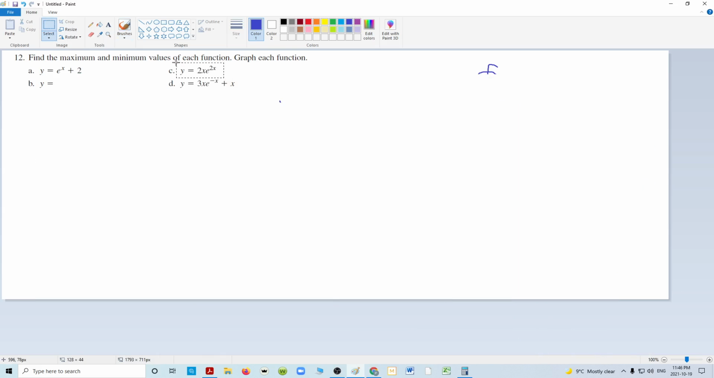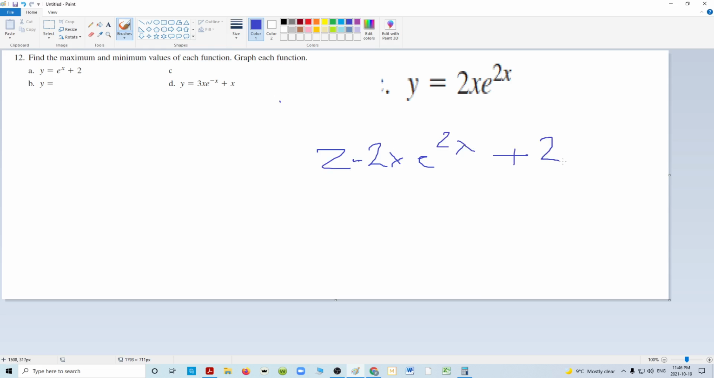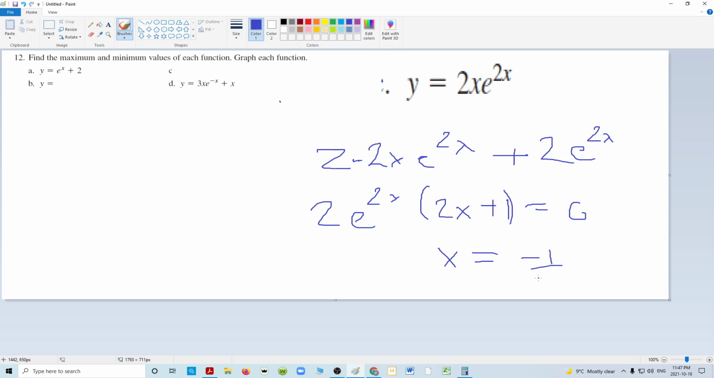What about this one? Let's figure out the first derivative. First of all, let's associate the 2 with the 2x. So this derivative is this. Okay. And the second derivative is this. Okay, so you can take 2e to the 2x out of both of them, and you get 2x plus 1. When you set it to 0, this can't be 0, so it's only this. When x is equal to minus a half, you will have probably the same thing.